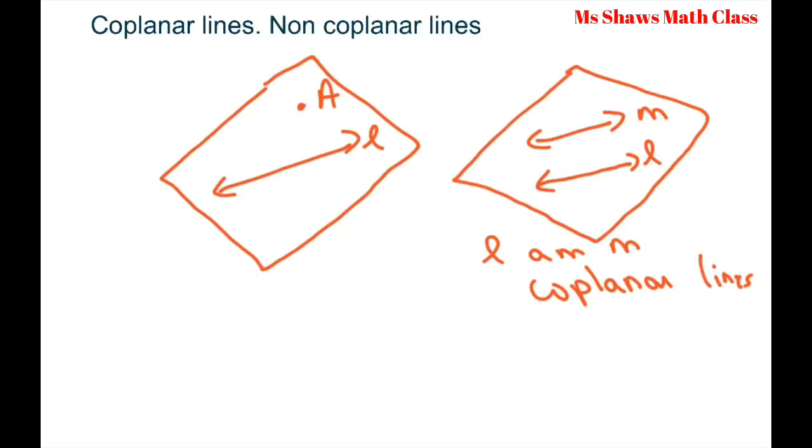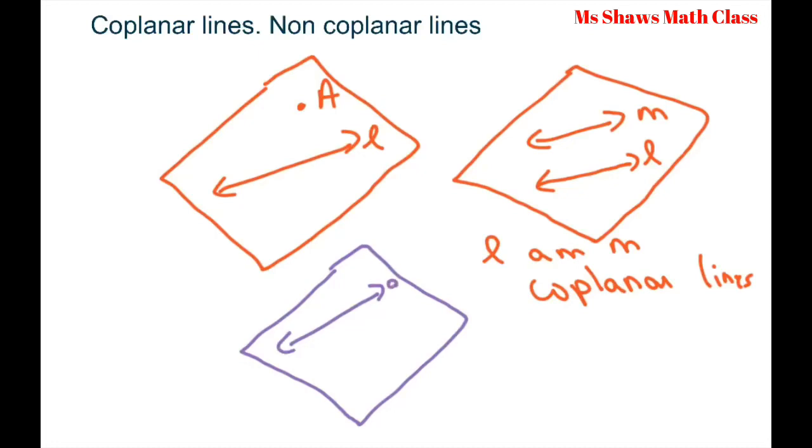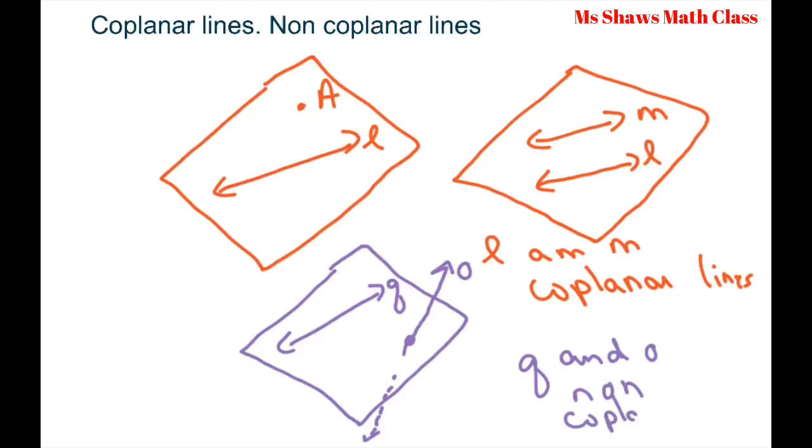And let's do one more. So I'll draw another plane here. Let's say I have line Q and a line O. We would say Q and O are non-coplanar lines.